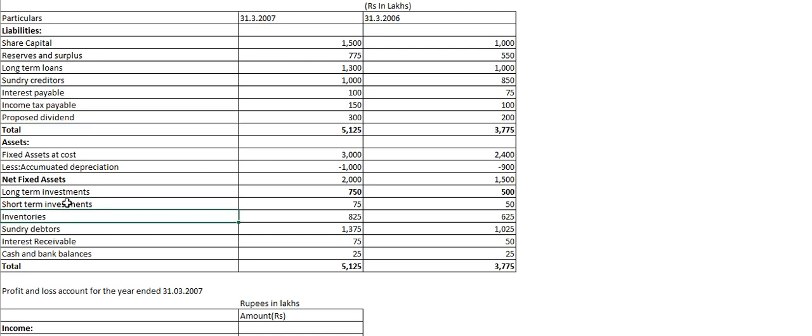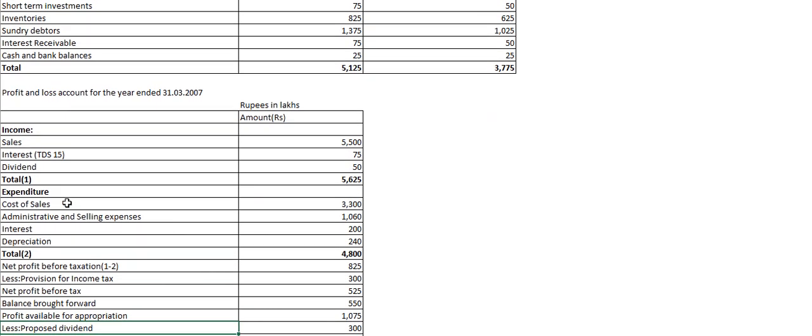Inventories is your current asset, it has increased, you will minus it. Sundry debtors is a current asset, it has increased, so you will minus it. Interest receivable is a current asset, it has increased, so you will minus it. Cash and bank balances, you will show as opening and closing balance in your cash flow statement.